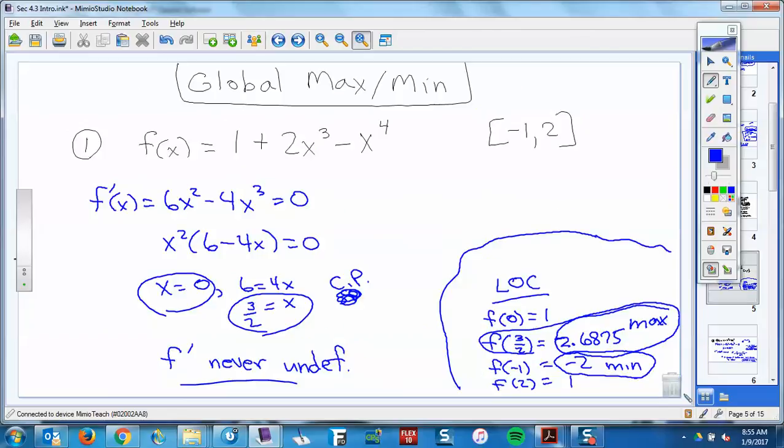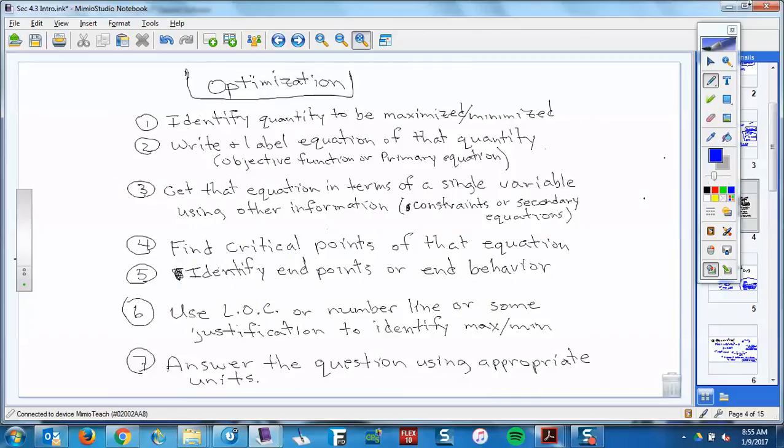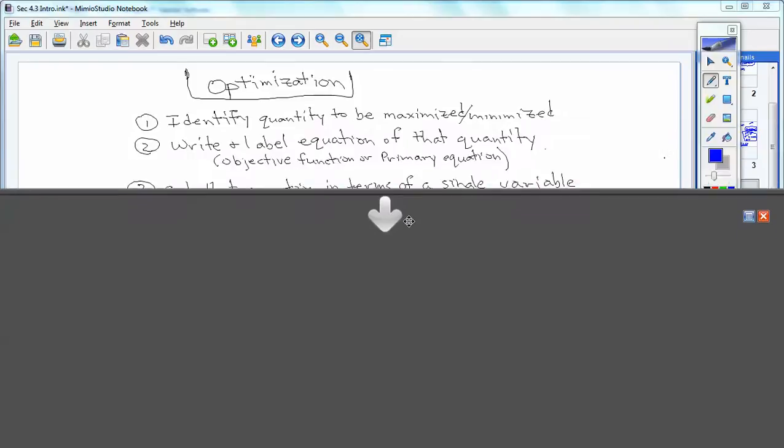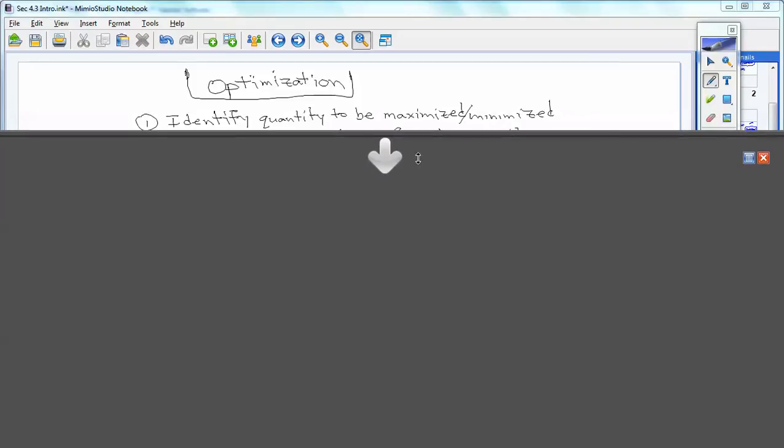Okay, let's go to our notes then, and let's write this down. I'm not a huge believer in following a recipe, a set of steps, but I think there are times where it can be helpful. So I will usually refer to these sets of steps when we do this.